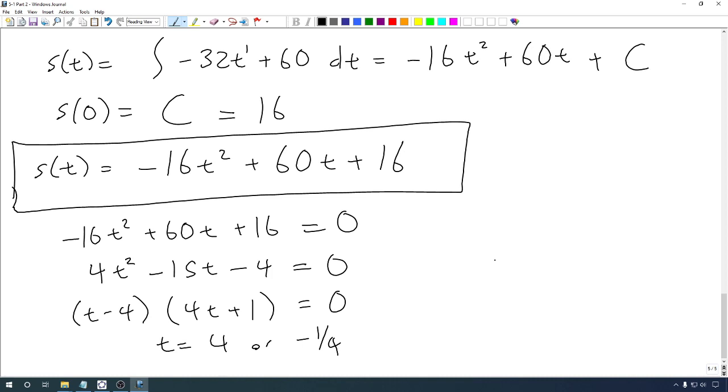So our answer here is 4 seconds, because negative 1/4 is before the ball was thrown. So that doesn't really count. Our formula is only valid for positive t's. So it's going to take 4 seconds for the ball to hit the ground.